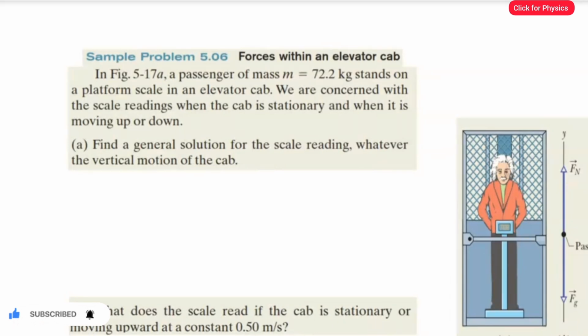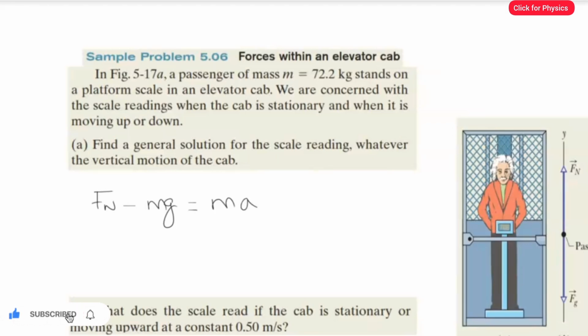So in this situation, we have to consider the upward forces minus the downward forces, which is equal to mass multiplied by acceleration. So let's write the general equation. The normal force minus the force due to gravity, which is mg, is equal to Newton's second law, which is m multiplied by a.